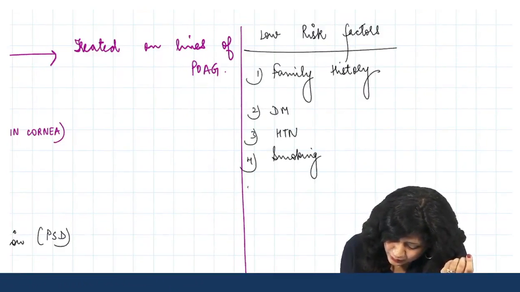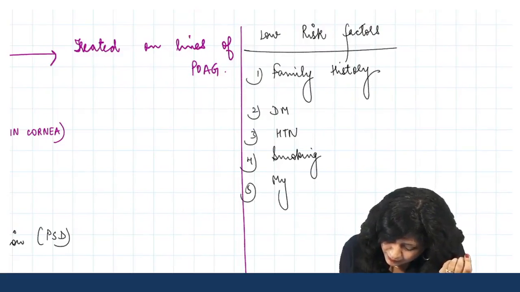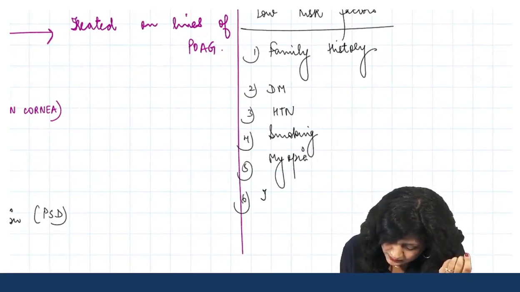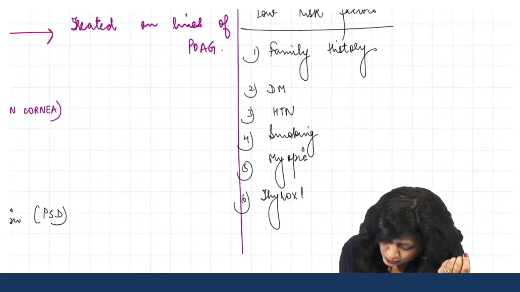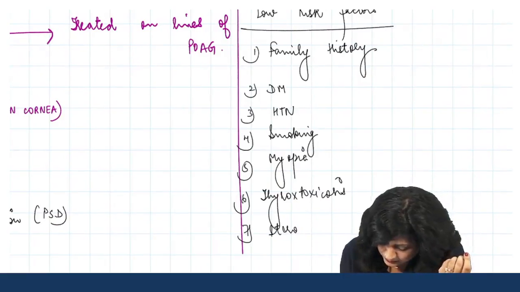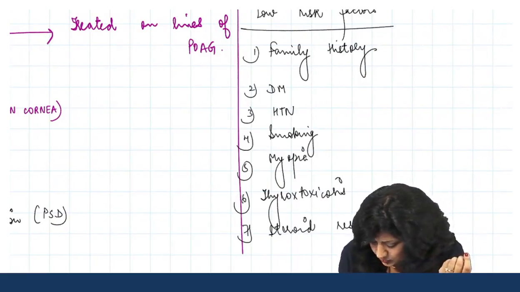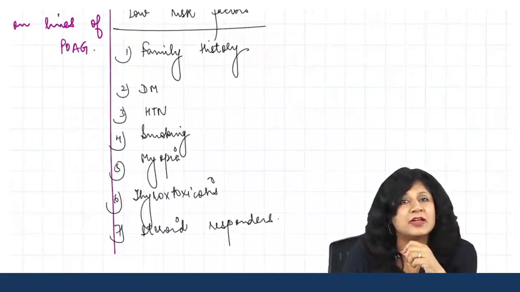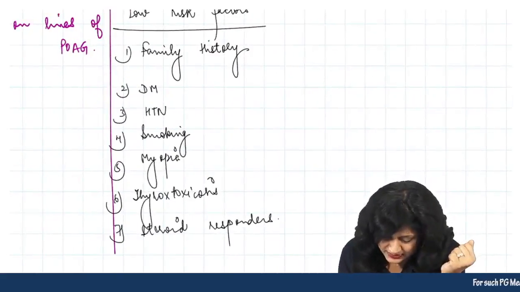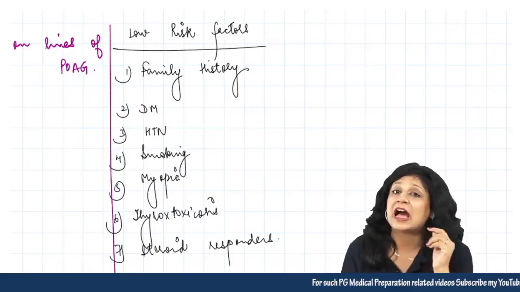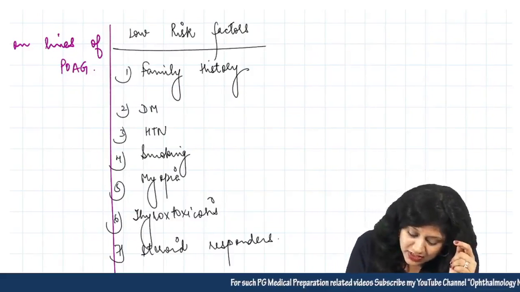Then we have myopia, or thyrotoxicosis. And then we also have what you call the steroid response, if the person is taking steroids. So steroid responders, those who actually show an increase in the IOP due to the steroids, are called steroid responders. So I will not say that they are not risk factors. They are risk factors, but they are just the low risk factors.